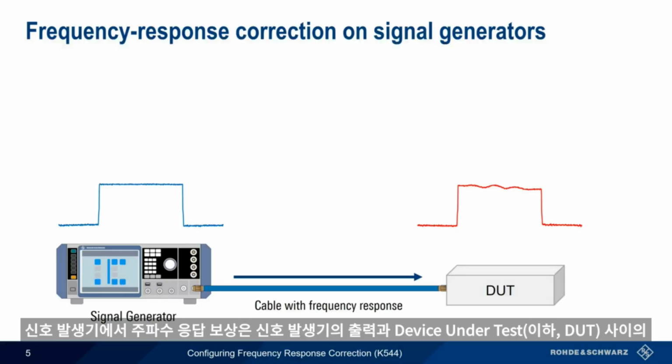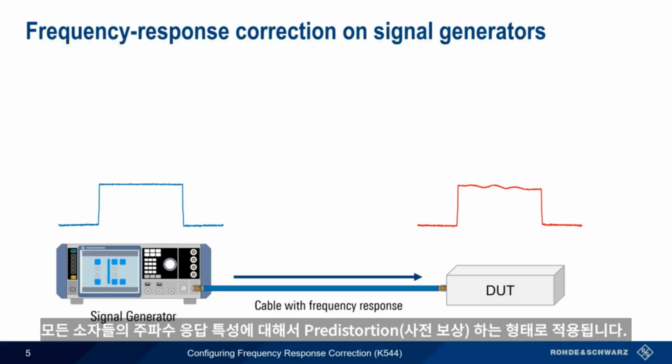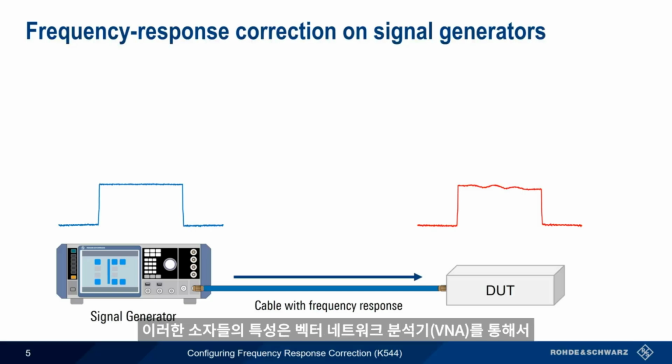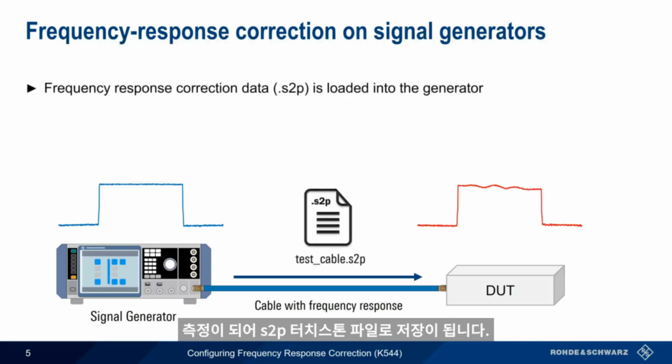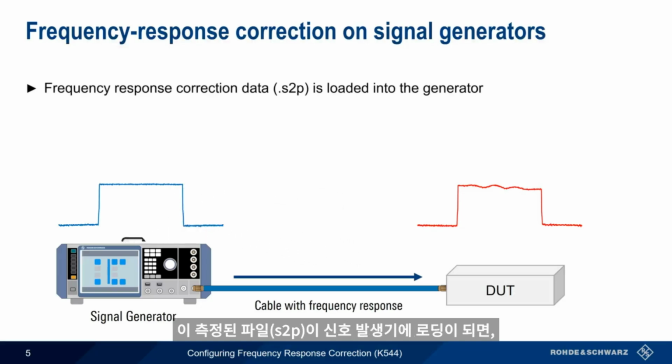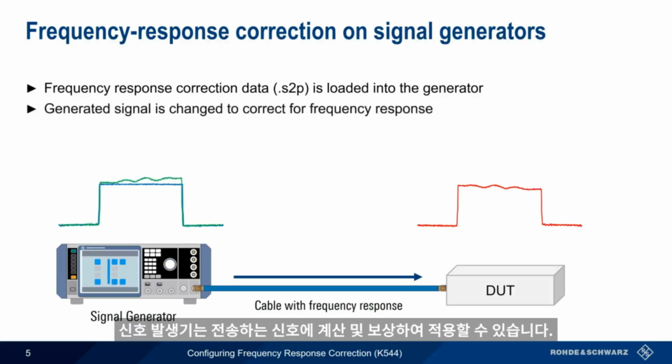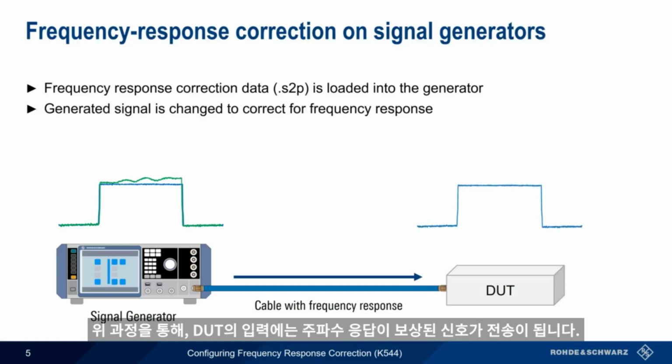On signal generators, frequency response correction is used to essentially pre-distort the transmitted signal in such a way that it counteracts the frequency response of any components or devices between the generator output and the device under test, or DUT. The frequency response of these components or devices is measured beforehand, typically using a VNA, and stored in S2P or touchstone files. Once this information has been loaded into the generator, it can calculate and apply the necessary modifications to the transmitted signal. In this way, the signal at the DUT input is identical to the original uncompensated signal.